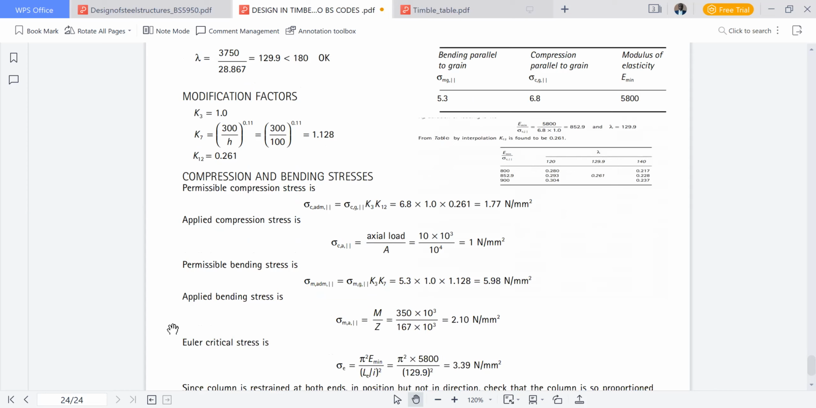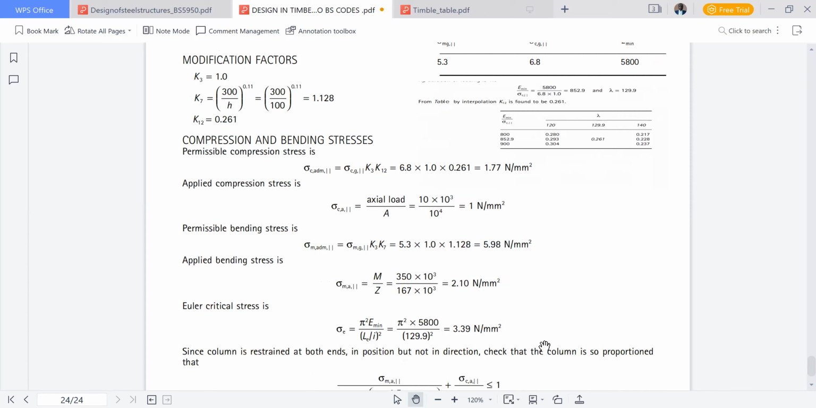Now we have another value we call Euler critical stress, which is given by pi squared times the minimum modulus of elasticity divided by lambda squared. We can just say lambda squared because it is effective height divided by radius of gyration, squared. So it's lambda squared. Now, if we substitute, you find the Euler critical stress is 3.39 Newton per millimeter squared.